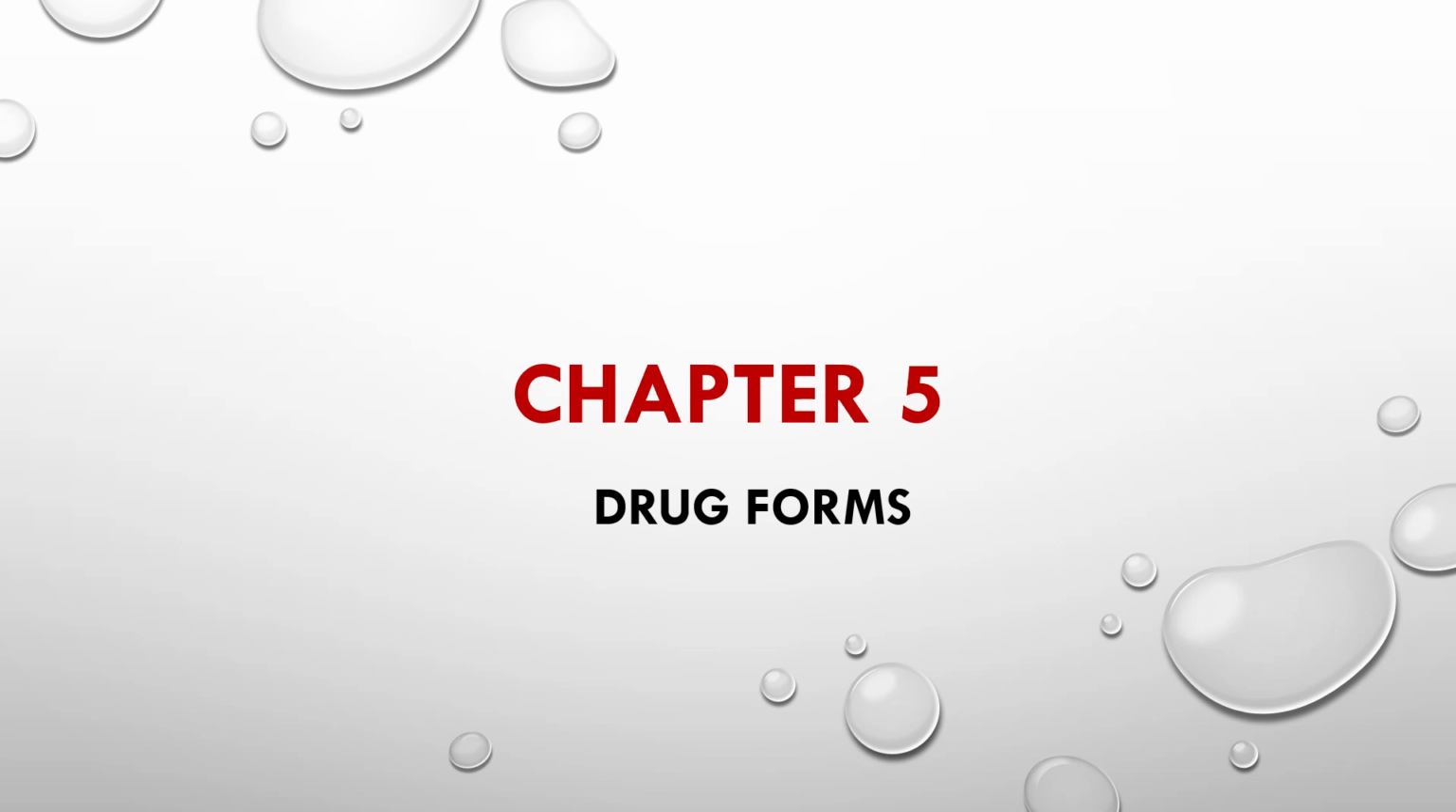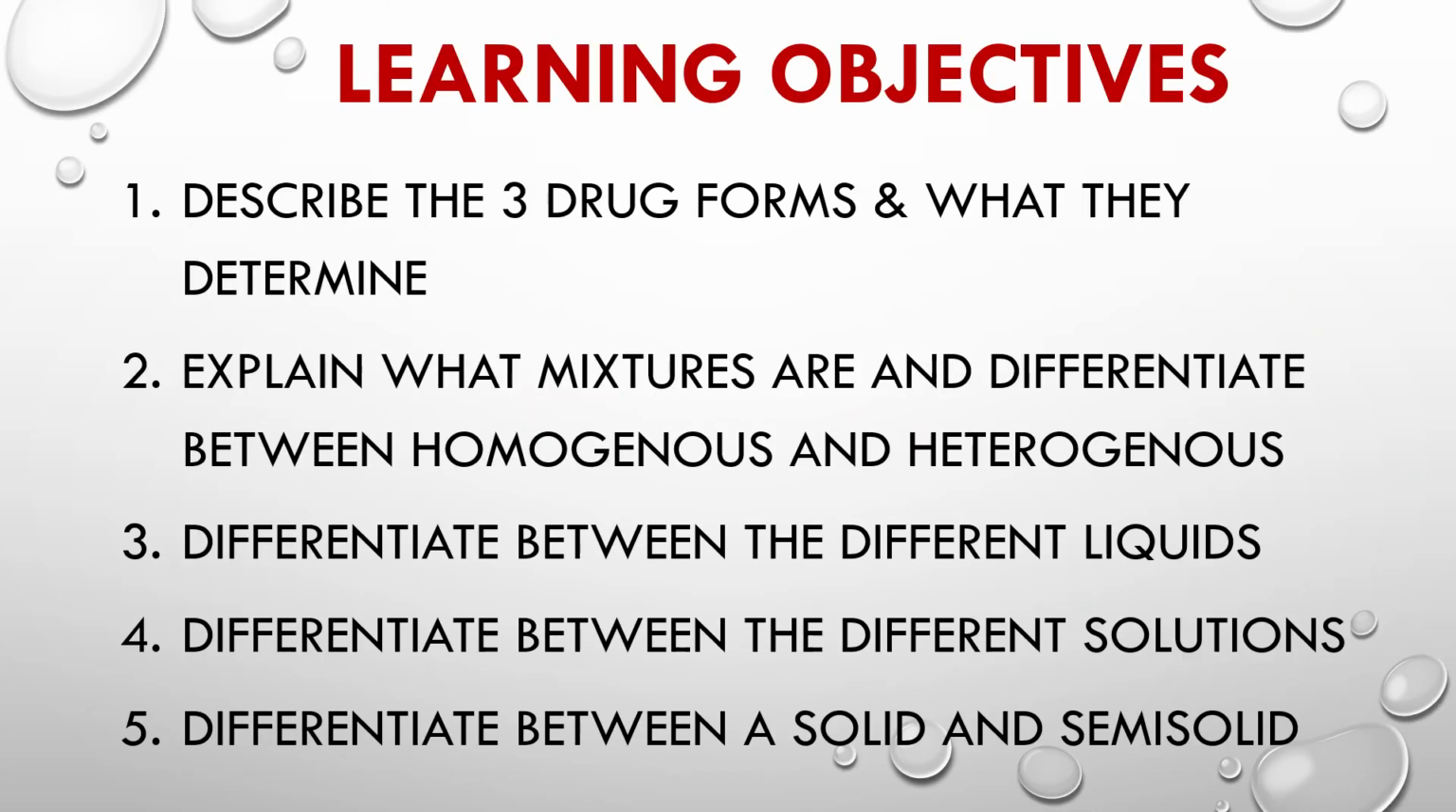In chapter 5, we're moving from the drug sources, where we get drugs from, to the forms, how those come to us or how they're administered. So our learning outcomes, we're looking at the 3 drug forms, solids, liquids, and gases, and what determines them, and then some different terms that go along with it, homogeneous and heterogeneous, and then looking at the different types of liquids and solutions, so different categories of those liquid forms, and then a difference between solid and semi-solids.